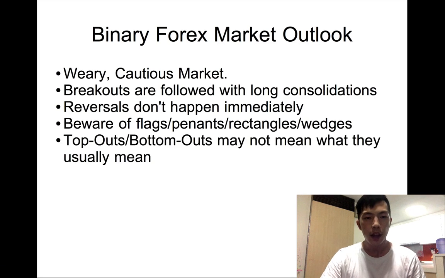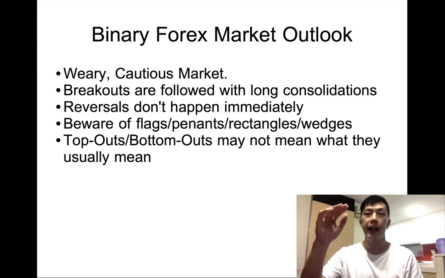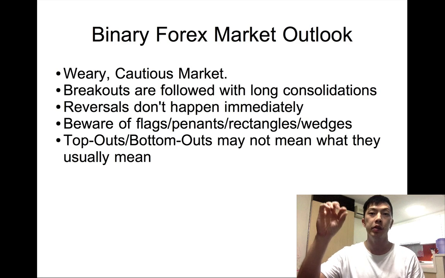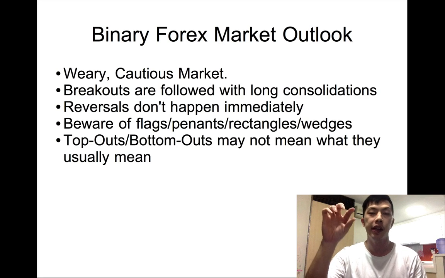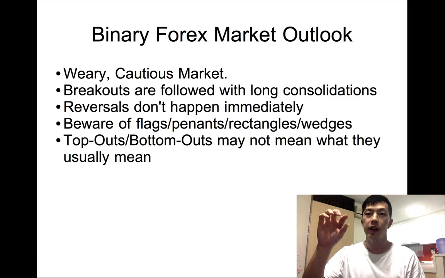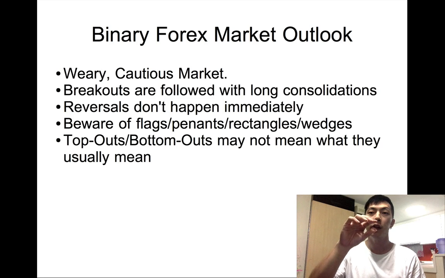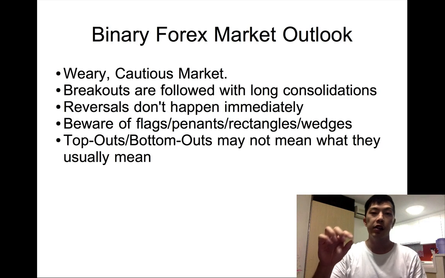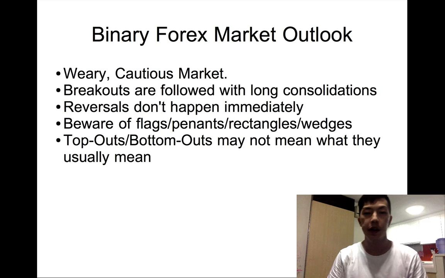The reason why you want to be concerned about flags is because top outs and bottom outs may not be what they usually mean. Usually when it hits a high, then like I said, it oscillates between 0 and 11.1% of the previous move, sometimes between 0 and 14.1% of the previous move. It may go from there to a greater strength. A greater strength means it will bounce up beyond that.